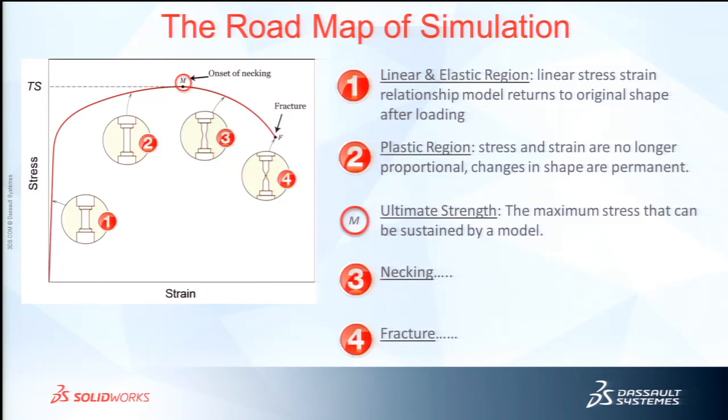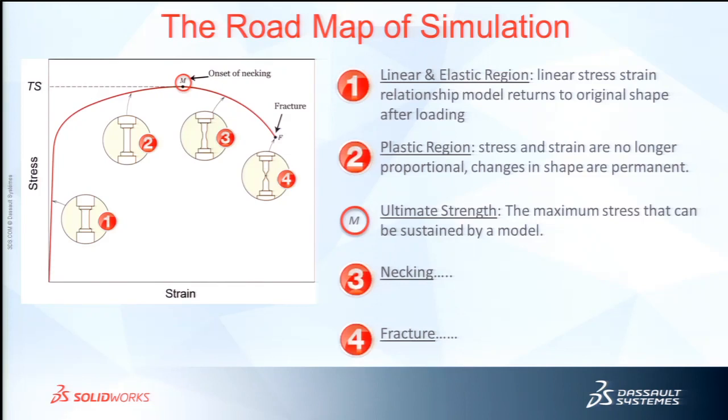Now once I get past that linear region, you can see the curve start to arc up to the right. And that's what we call the plastic region. So what that means is no longer is stress and strain linearly related. Now the changes are permanent. Once you remove that loading, it's going to go back to 0 stress, but its shape is going to be different. These deformations are now permanent.